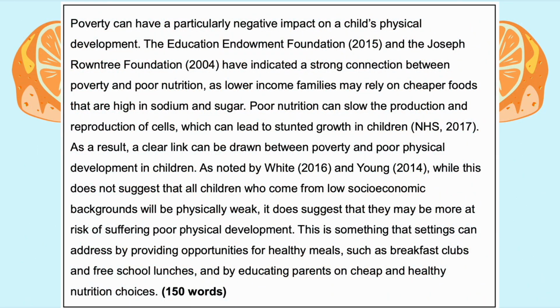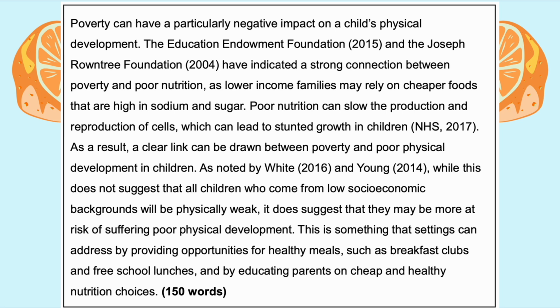Here's one about poverty. Poverty can have a particularly negative impact on a child's physical development. Then we've drawn on a synthesis of sources again, the EEF and Joseph Rowntree Foundation. Then we've drawn on evidence from the NHS. Then we've moved to the critical explanation. As a result, a clear link can be drawn between poverty and poor physical development in children. We've further bolstered this explanation by using White and Young.